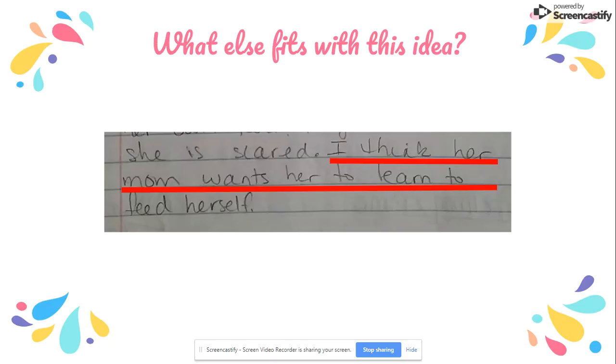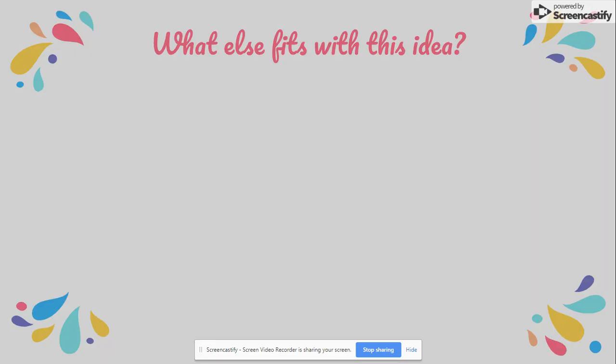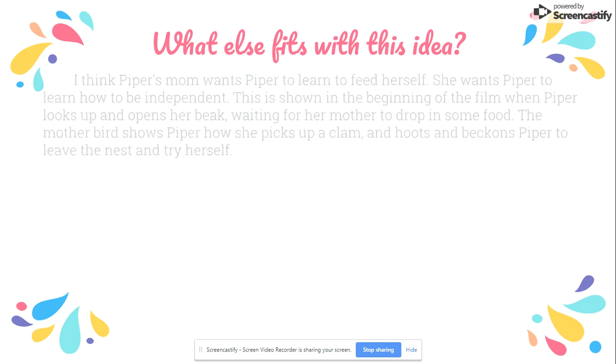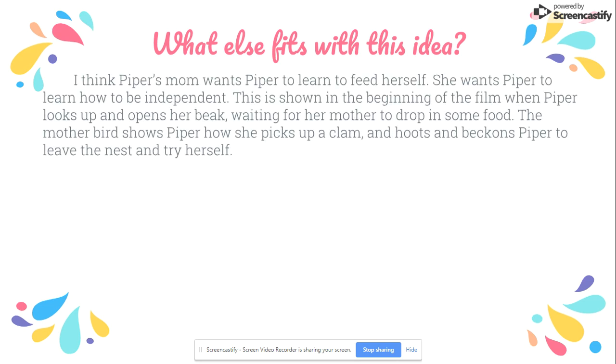So now we're going to elaborate on that by thinking, what else fits with this idea? So here is some of the writing that I did to elaborate on this idea of mom wanting Piper to feed herself. I think Piper's mom wants Piper to learn to feed herself. Notice I restated that big idea there. Now I'm going to elaborate on it. She wants Piper to learn how to be independent. This is shown in the beginning of the film when Piper looks up and opens her beak, waiting for her mother to drop in some food. The mother bird shows Piper how she picks up a clam, and she hoots and beckons Piper to leave the nest and try for herself.